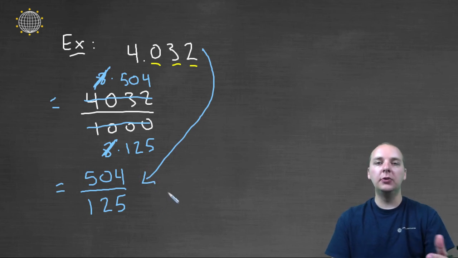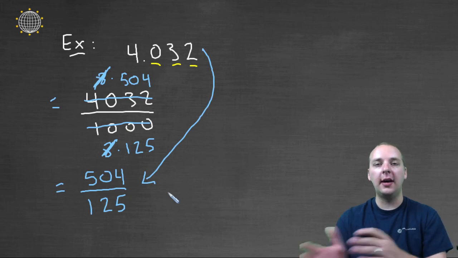So anyways, follow those rules and you should be okay. Basically, you take your decimal and write it out of 10, 100, 1,000, etc., and then simplify that resulting fraction.